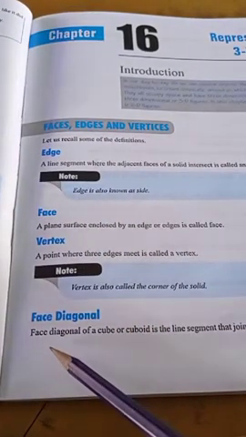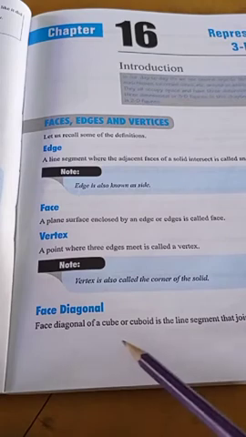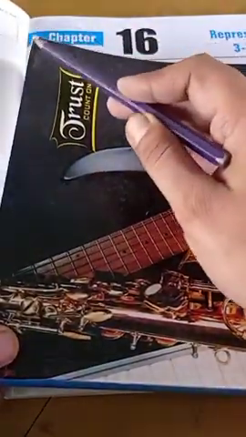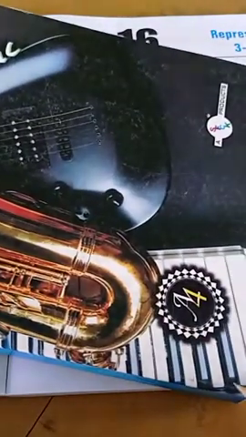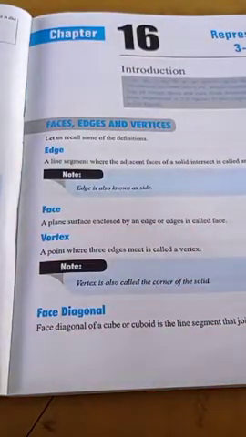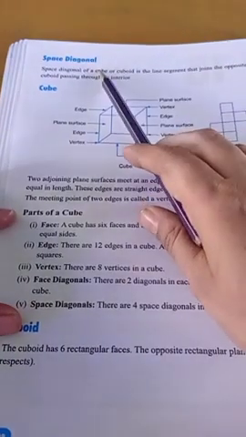Next is face diagonal. You know that a diagonal is the line joining the opposite vertices. The face diagonal of the cube or cuboid is the line segment that joins the opposite vertices of a face. So you can see here the line joining this corner with the opposite corner is called the face diagonal of the plane. Clear?